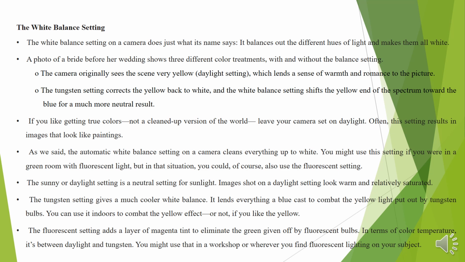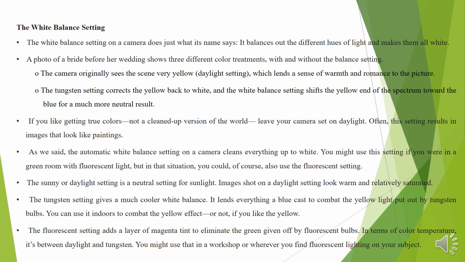Images shot on a daylight setting look warm and relatively saturated. The tungsten setting gives a much cooler white balance. It lends everything a blue cast to combat the yellow light put out by tungsten bulbs. You can use it indoors to combat the yellow effect, or not if you like the yellow. The fluorescent setting adds a layer of magenta tint to eliminate the green given off by fluorescent bulbs.